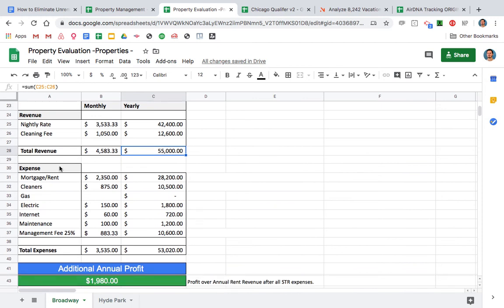Now, the next step here is the expenses. The first thing I put in is the rent/mortgage. I think I mentioned this earlier, but I count this as an expense because to me, we need to make you more than this. That's the objective, more than $28,000 a year, because $28,000 a year is how much you typically would make if it was rented as a full-time annual tenant.